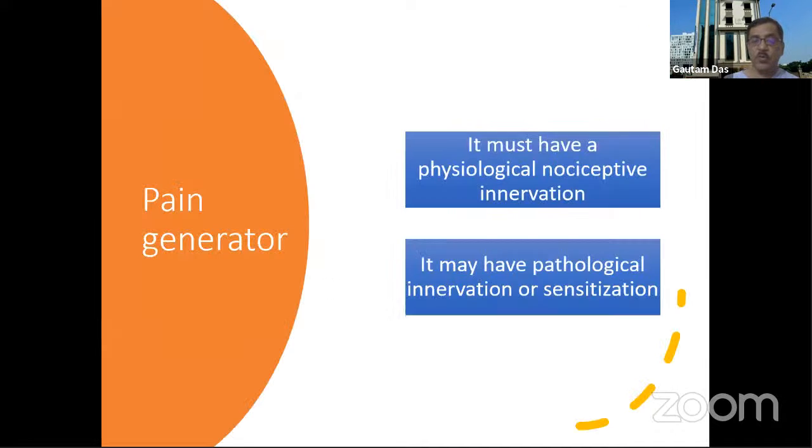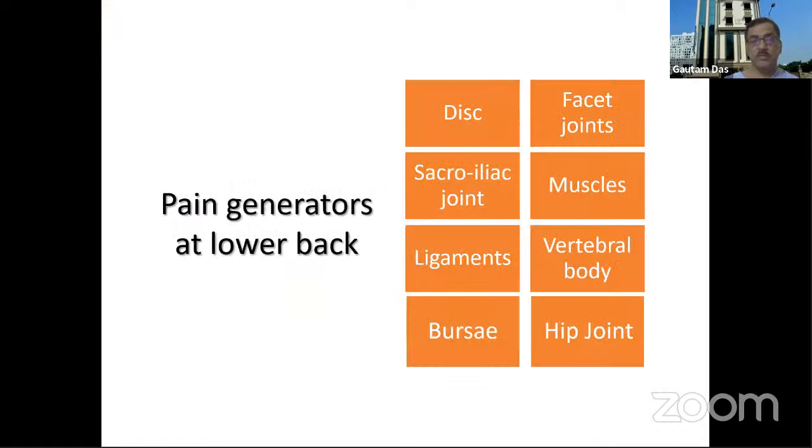And if we give the local anesthetic in that structure, the pain should be relieved, the pain should be reduced, and that is how we can identify a pain generator. So what are the causes? These are the 8 important areas. One is the disc. The disc is the most common pain generator. If you take the whole population, the most common cause of back pain is disc-related pain. Then second is the facet joint, and the facet joint is particularly the commonest cause of pain if we take only the elderly population.